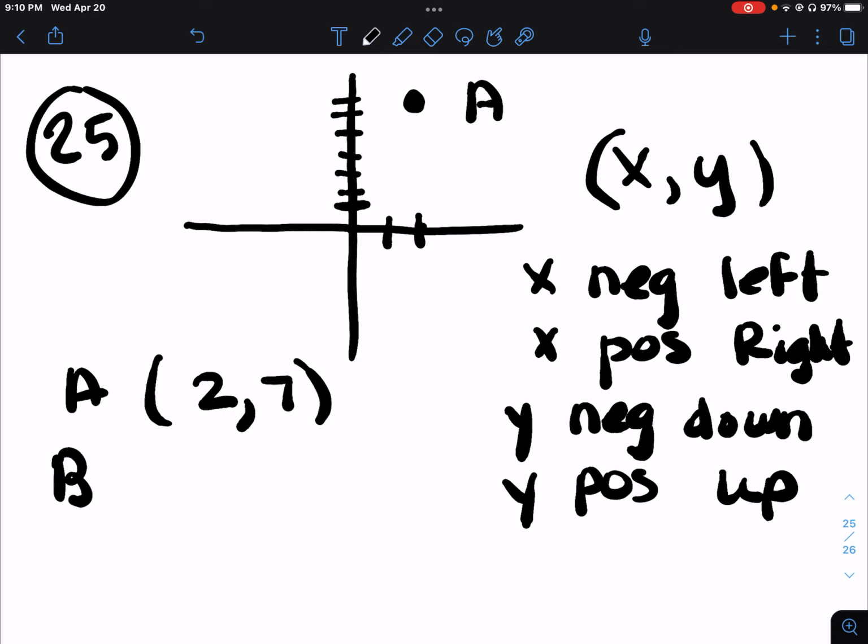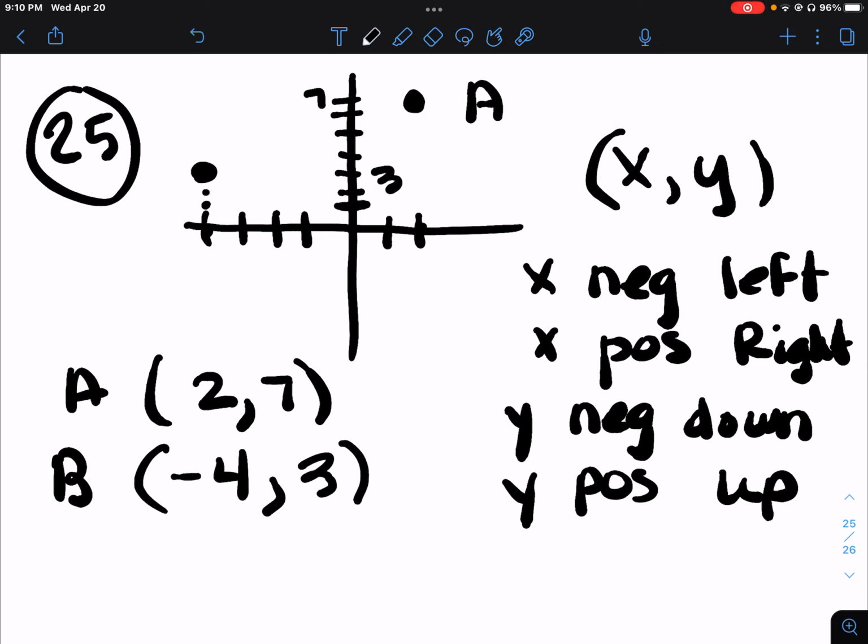Okay. Point B is left 4 and up 3. Okay, that's up 3, that was up 7. So left 1, 2, 3, 4, up 1, 2, 3. So it's left 4, so X is negative 4. It's up 3, so Y is positive 3. Okay. Let me add some to the review just so we get all 4 points, all 4 coordinates, all 4 sections.